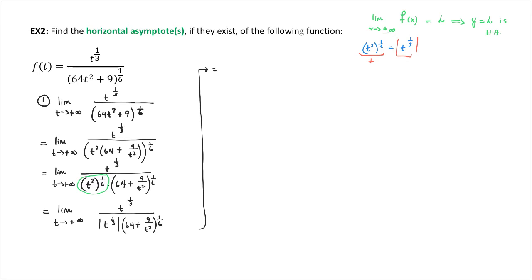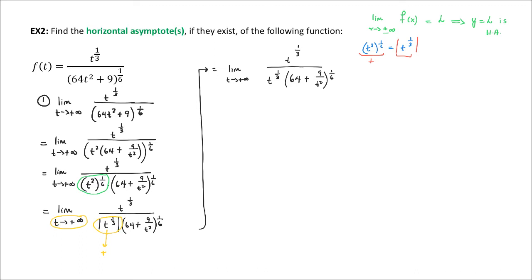Now, do we really need to keep the absolute value in the case where we're considering the limit at positive infinity? Hopefully the answer in your mind is no. Because we are considering the case of t approaching positive infinity, t is positive, so t to the 1/3 will be positive. That means that we don't need the absolute values in there. So I will just write the limit as t approaches positive infinity of t to the 1/3, all this divided by t to the 1/3 times 64 plus 9 over t squared to the 1 over 6. So again, here the absolute values were redundant because we are considering the limit at positive infinity.